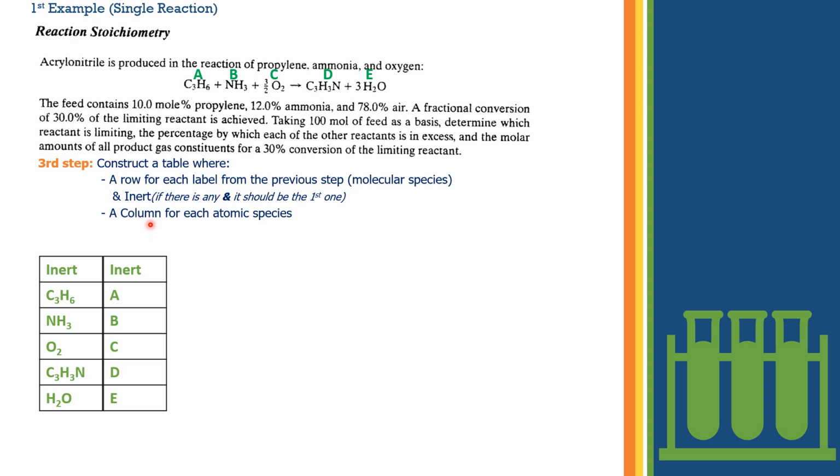The second thing is a column for each atomic species. We have here which atomic species. We have from here the carbon and hydrogen. Here we have nitrogen.